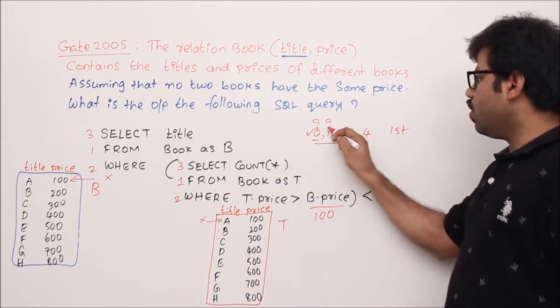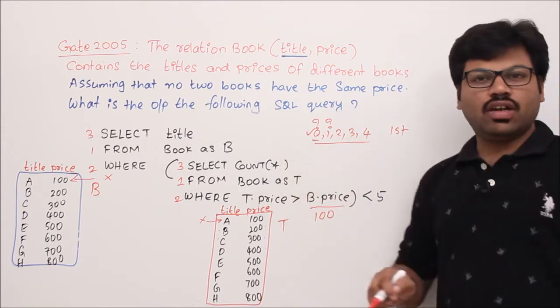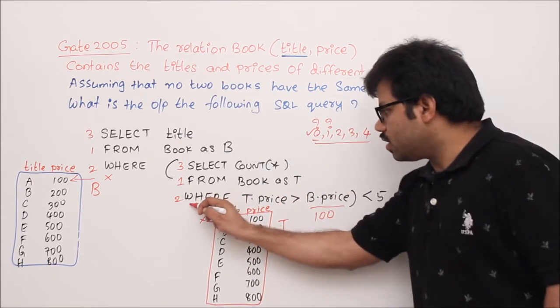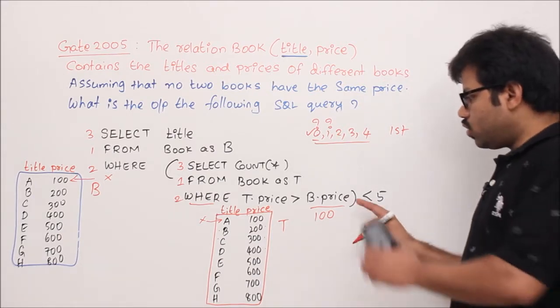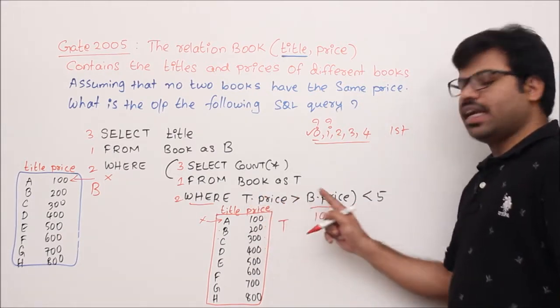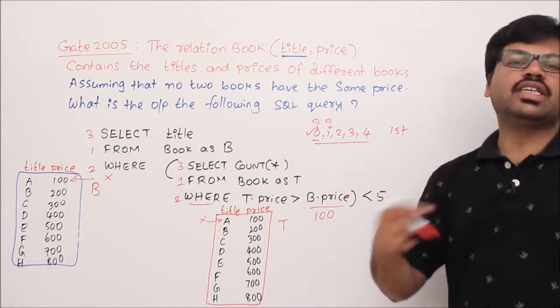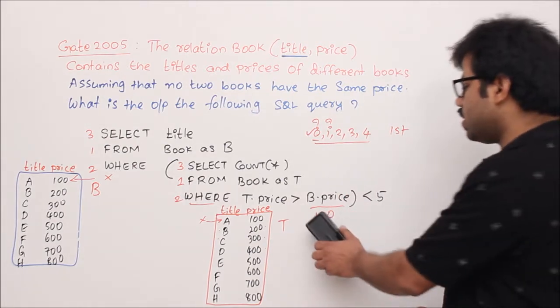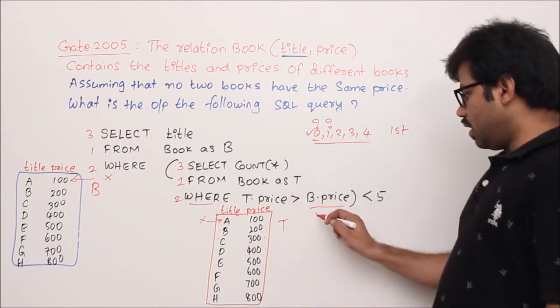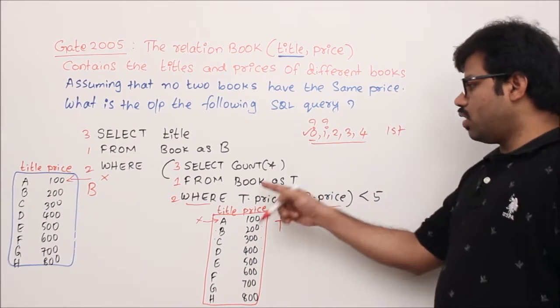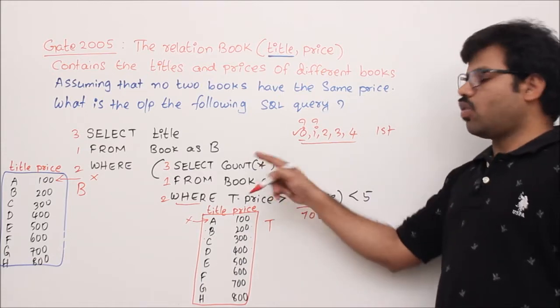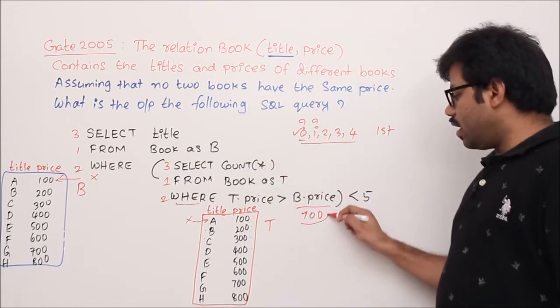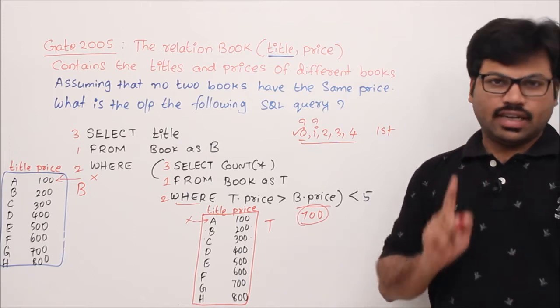Now ask yourself, which book will give count star 1? For that, this where condition should evaluate to true exactly one time. For that, there should be only one book whose price is greater than your book. For that, your book should be second most expensive. For example, in this problem 700. Then if you iterate over all the books, only 800 will satisfy this condition. Then count star will become 1. So 700 is the book with the second highest price, correct?